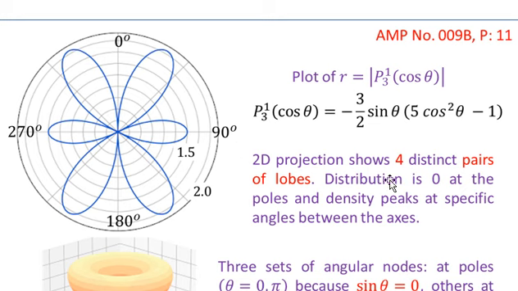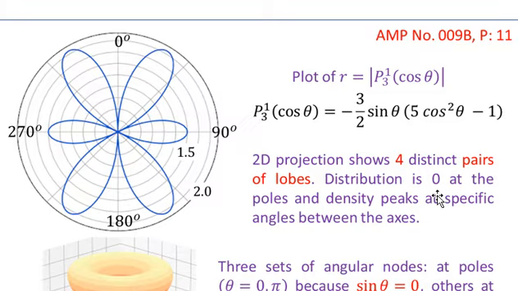three distinct pairs of lobes. That is one pair of lobes, two pairs of lobes, three pairs of lobes. So mistakenly, I think that I have written 4 distinct pairs of lobes. Actually, these are the 3 distinct pairs of lobes in this picture. So you can make a correction over here.